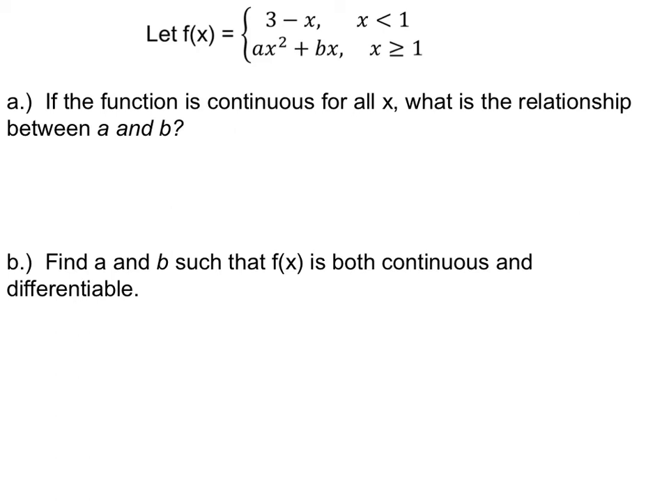All right, how about this question? Common question on the AP exam. So f of x is 3 minus x, a piecewise function, for x less than 1, and ax squared plus bx for x greater than or equal to 1. A couple of questions here. If the function is continuous for all values of x, what's the relationship between a and b?